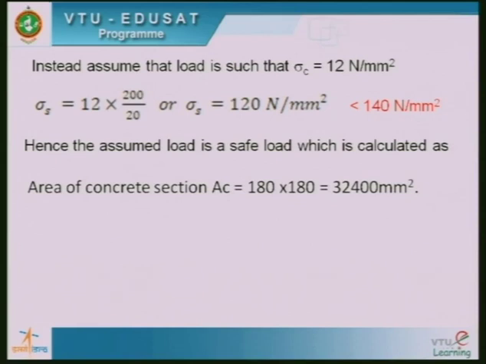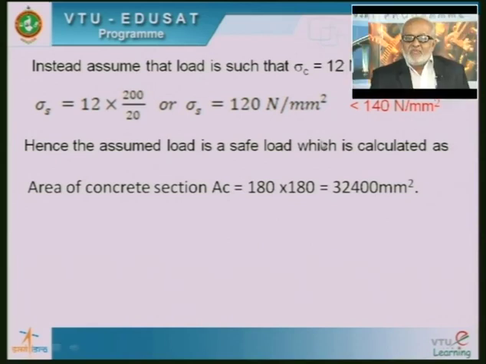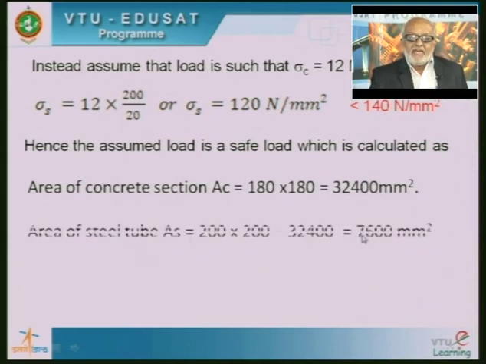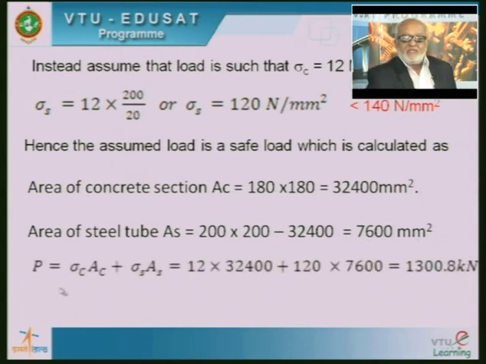Well, what is the area of the concrete section? We can work it out as 180 by 180, which is 32,400 mm squared. Area of the steel tube: for the outer dimensions 200 by 200, minus the concrete area, I will get 7,600 mm squared. Then we will put P equal to sigma c Ac plus sigma s into As.